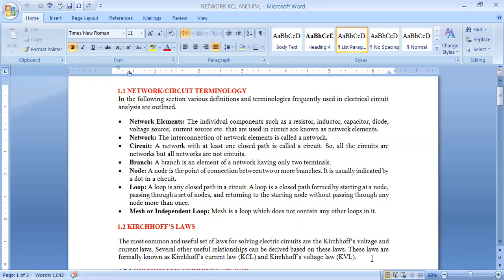We'll discuss this Kirchhoff's law. The most common and useful set of laws for solving electrical circuits are Kirchhoff's voltage law and Kirchhoff's current law. Several other useful relations can be derived from these laws. We'll discuss Kirchhoff's law in the next session.